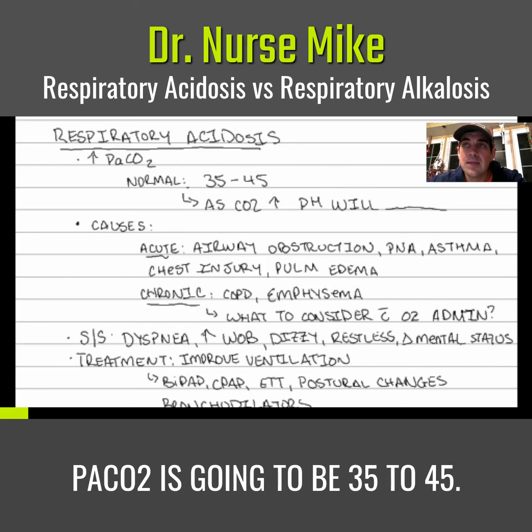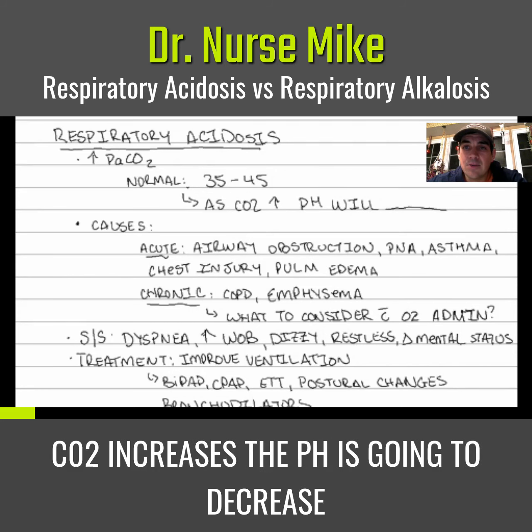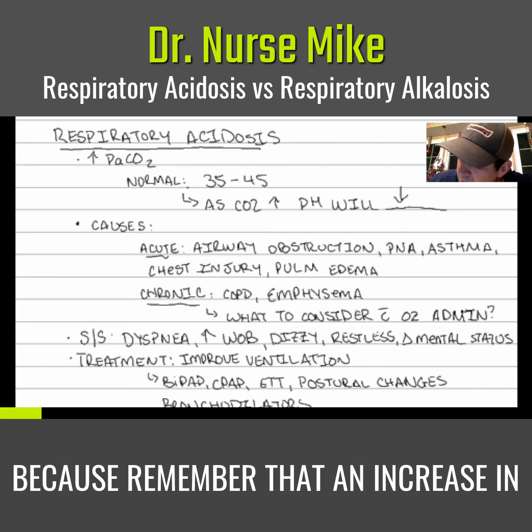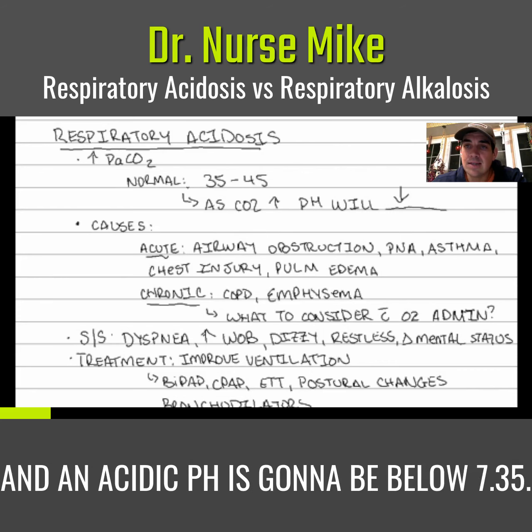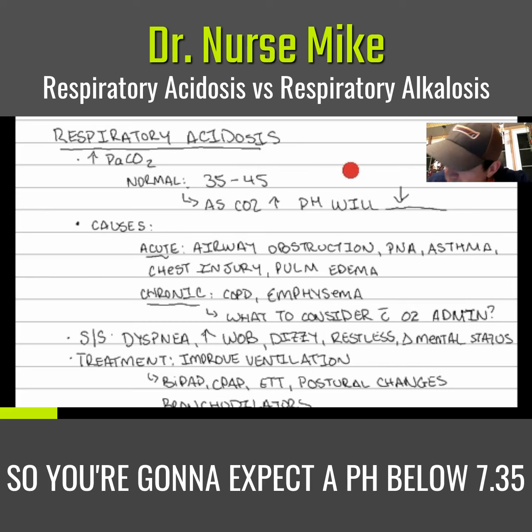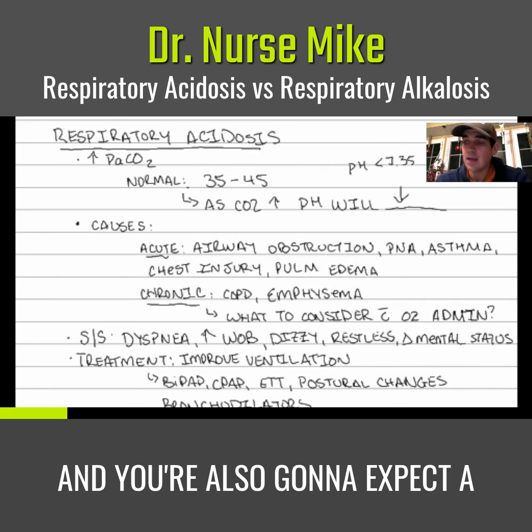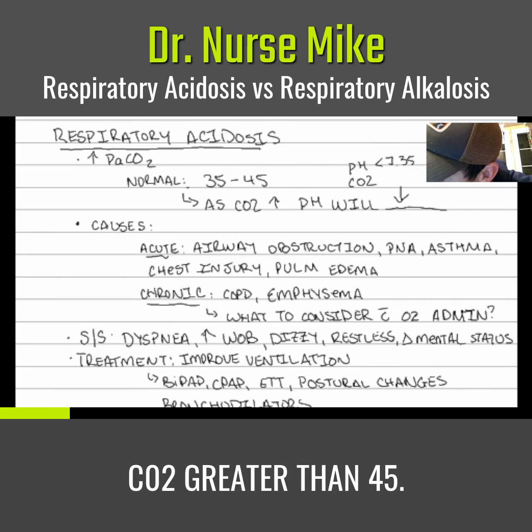So a normal PaCO2 is going to be 35 to 45, and as that CO2 increases, the pH is going to decrease, because remember that an increase in the CO2 is going to cause some acidosis, and an acidotic pH is going to be below 7.35. So you're going to expect a pH below 7.35 in this scenario. And you're also going to expect a CO2 greater than 45.